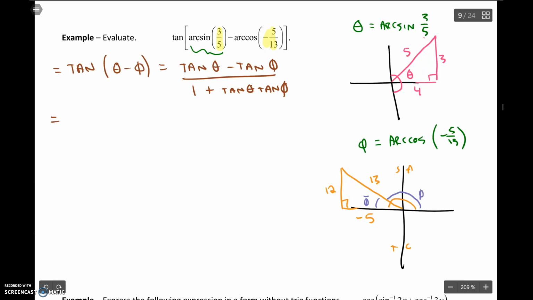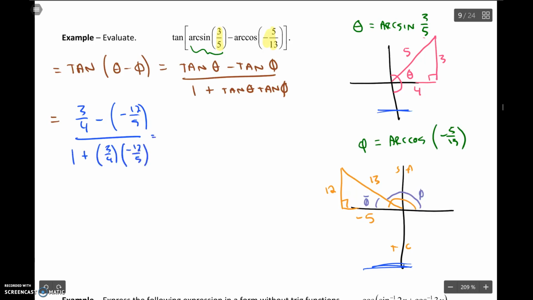All right, so now I can evaluate these things. The tangent of theta, look at this triangle here. Tangent is 3/4, positive, so 3/4 minus. The tangent of phi is this triangle. That's going to be negative 12/5, sorry, my bad. Then 1 plus their product, 3/4 times negative 12/5. So change the signs here, subtract a negative, making it positive. I'm going to multiply this by 5/5 and this by 4/4. Here I'm going to cancel the 4 and the 12.